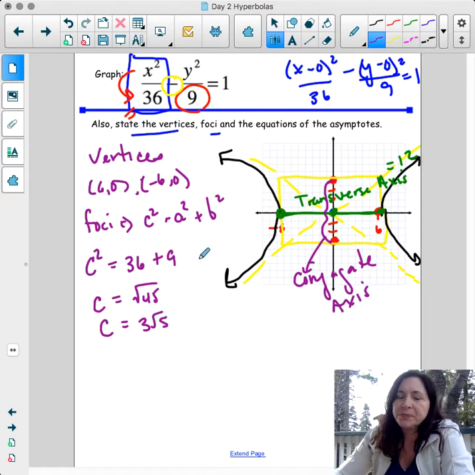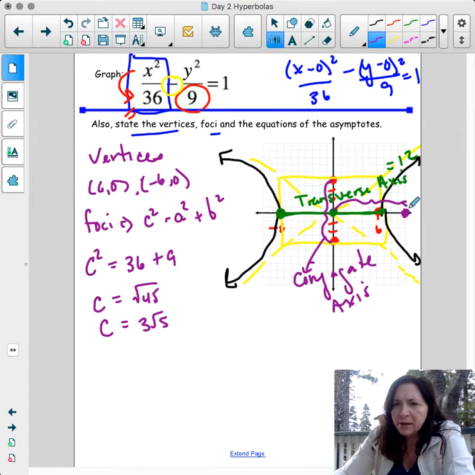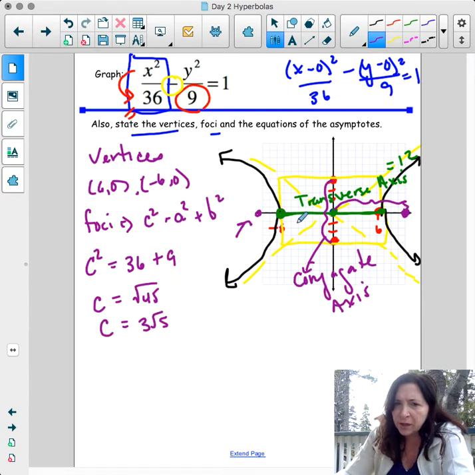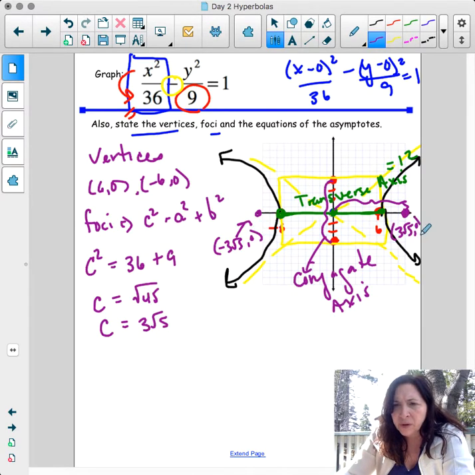3 root 5. So that means I'm going to go approximately 3 root 5 to the right and 3 root 5 to the left on my x-axis. To find where that point actually is, remember, if it's on the y-axis, you add your foci to your y-coordinate. If it's on the x-axis, you add your foci to your x-coordinate. So in this case, we would go 0 plus 3 root 5 and 0 minus 3 root 5. So this will be (-3 root 5, 0), and this focal point would be (3 root 5, 0). Okay?